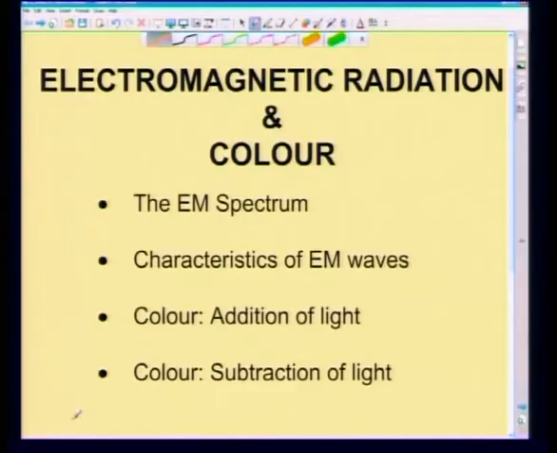Now, today we're going to talk about electromagnetic radiation and color. Specifically in this section, we're going to talk about the electromagnetic spectrum. EM there stands for electromagnetic. We will also look at the characteristics of EM waves, electromagnetic waves. And then we will begin to talk about color, how we perceive things, how we see things.